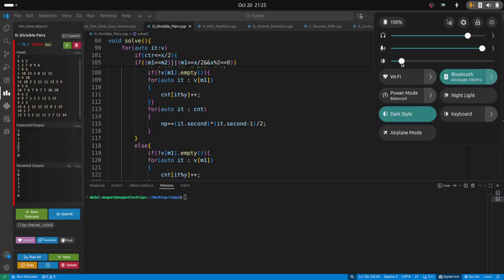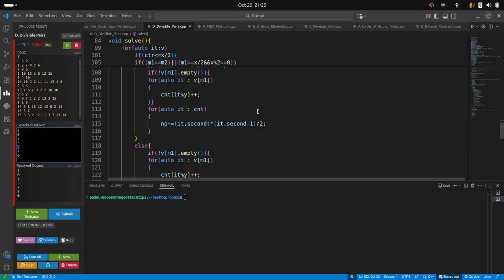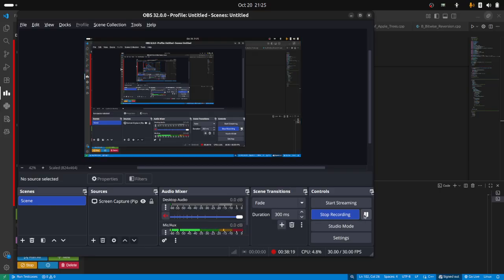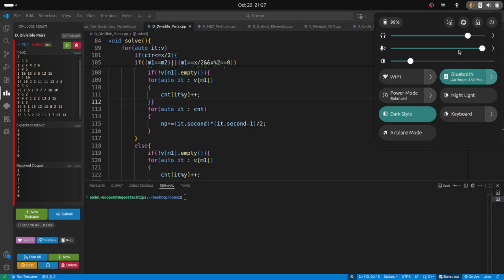Oh, my laptop might drain. I'll just get my phone. Okay, fine, before my laptop battery runs out completely.